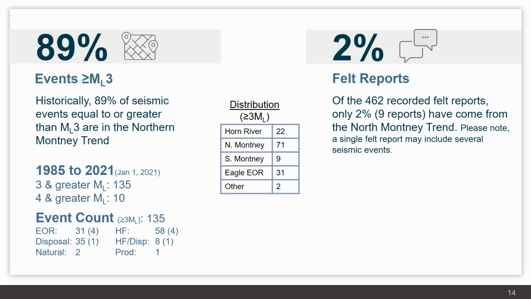Of those events, 80 have occurred along the Montney Trend, with 71 having occurred in the North Montney, which is influenced by the disturbed belt, and 9 having been recorded in the South Montney, which is impacted by the Fort St. John Graben.